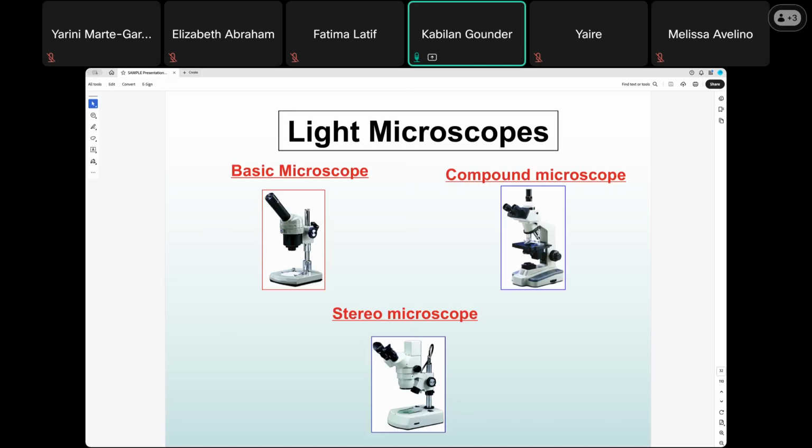A basic microscope is a single lens microscope, and the compound microscope has more than one objective lens. Then the stereo microscope is also one lens, and it can magnify. The purpose of the stereo microscope is to visualize the surface of any sample, how it looks. So the purpose is just to visualize the surface of any material.